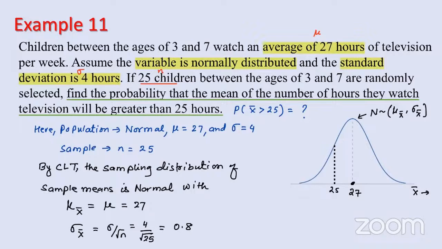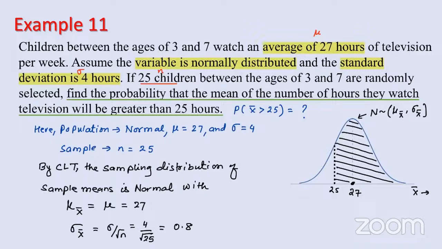Now, finally, we want the probability that x is more than 25. When we say more than 25, do we shade on the left or on the right? On the right. Okay, let's do that shading. We do the shading like that.